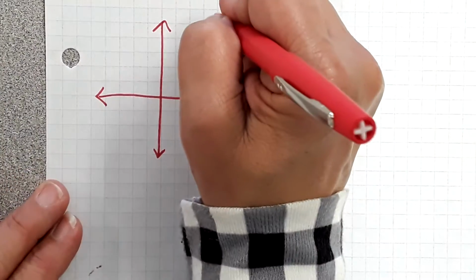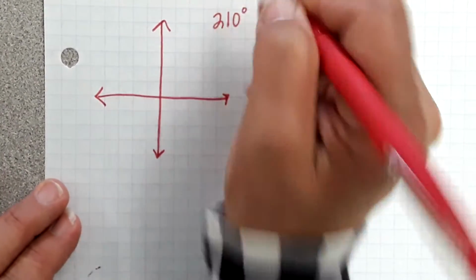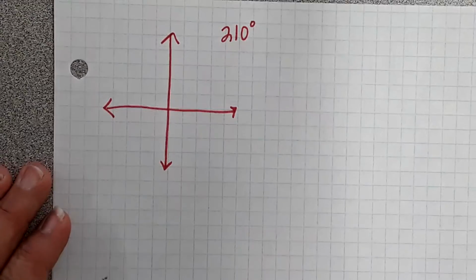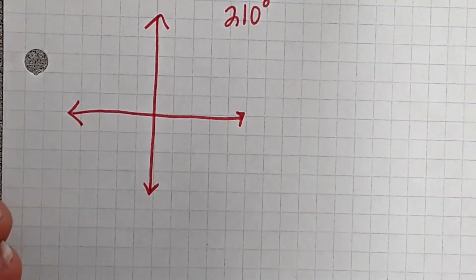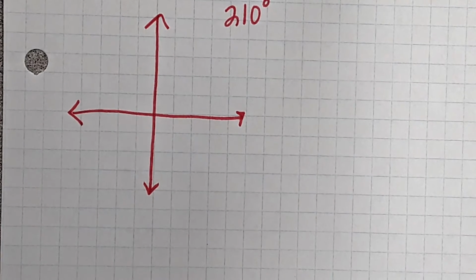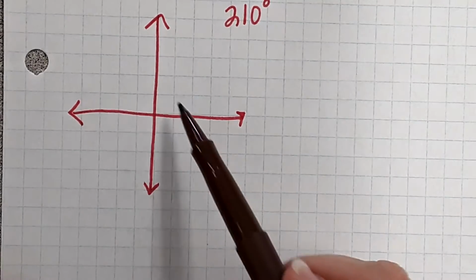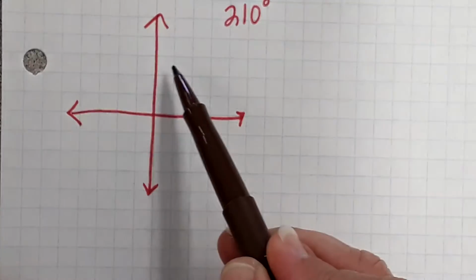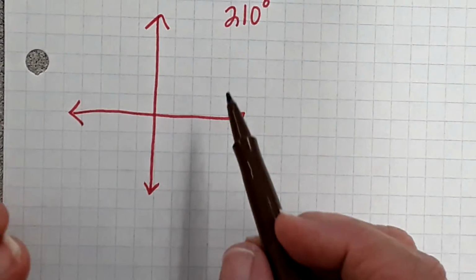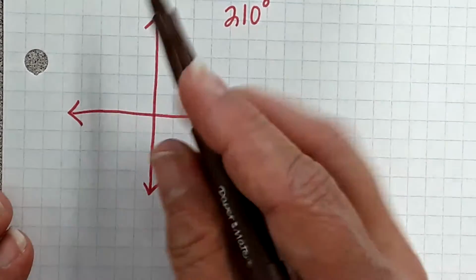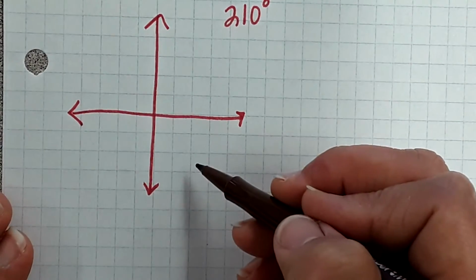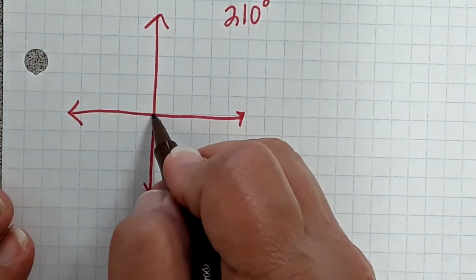Okay, so I'm going to give you 210 degrees. This one is one that you can see. Okay. 210. Counterclockwise, clockwise. Counterclockwise because it's positive. And is it going to be first, second, third, fourth? Third.